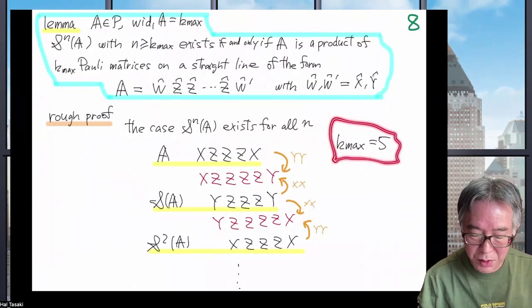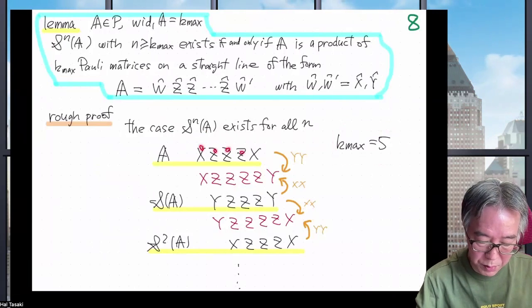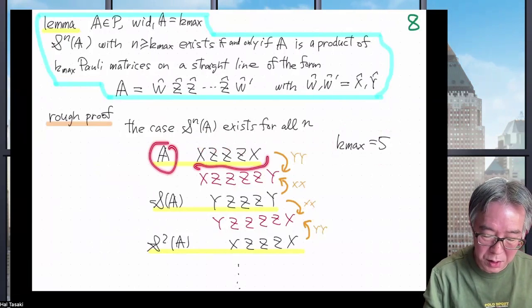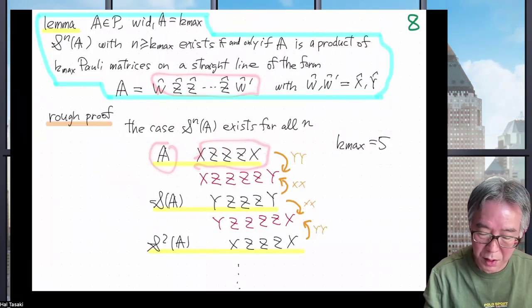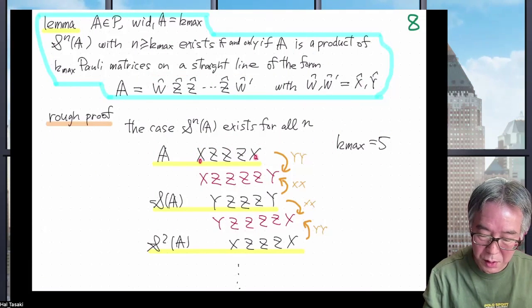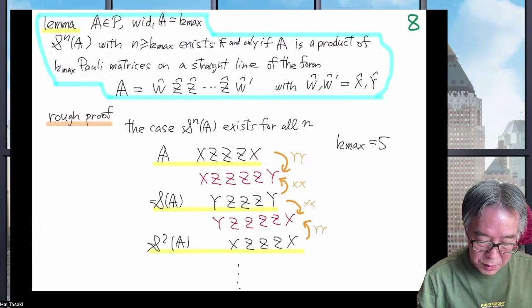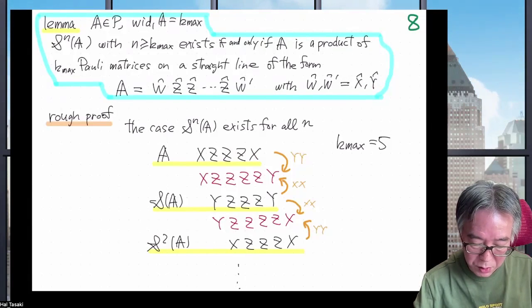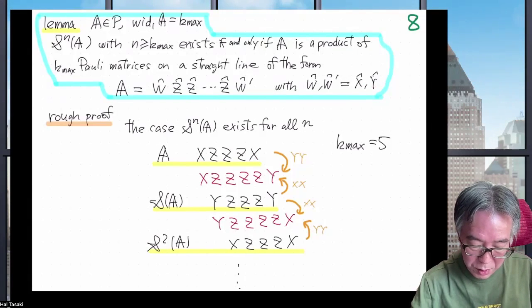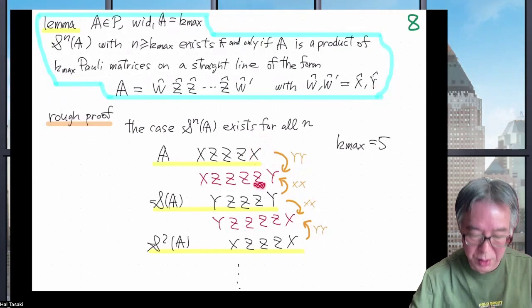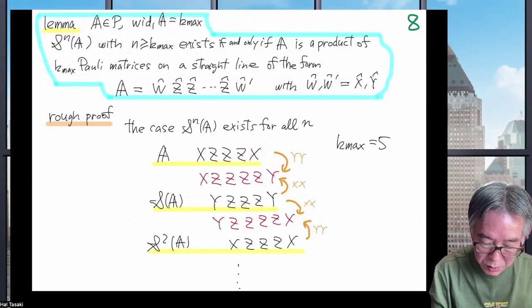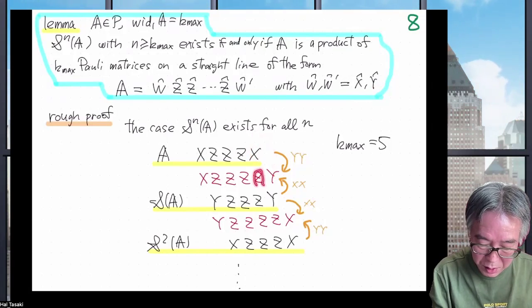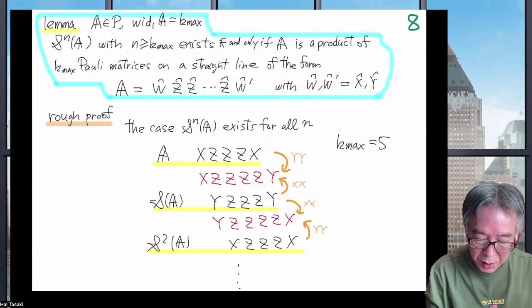So let's consider the case with k max equal 5: 1, 2, 3, 4, 5. This is our A, in this standard form. In this case, I chose both ends to be x. This has width k max, and then I append y to the right. So I take the commutator with y, and this y comes here, and you take the commutator between y and x, and it becomes z. This is very important. So we had x, but this changed into z, and we have y here.